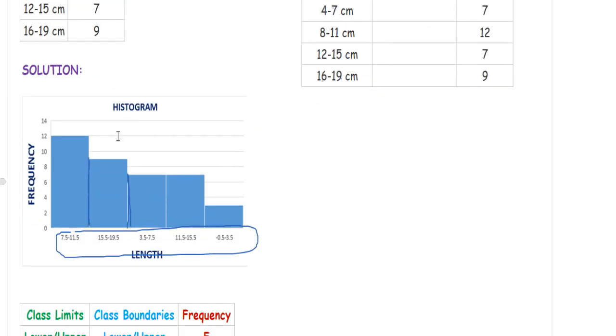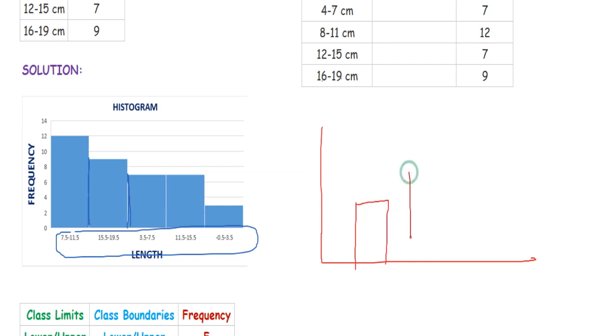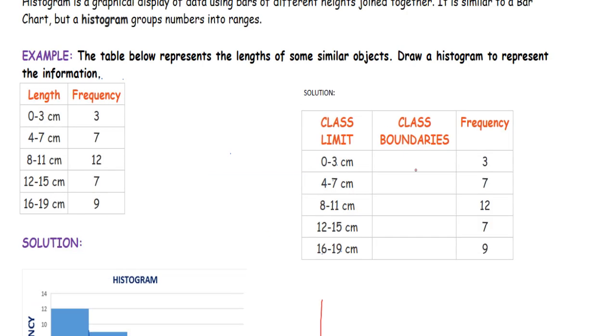This is an example of histogram. As you can see, the bars are joined together, unlike bar charts that look something like this. The bars are not usually joined together. So that's one major difference between bar charts and the histogram. You can see space between these two bars, and the space must be equal, but we'll still look at bar chart later. For now, we are looking at how to construct histogram.